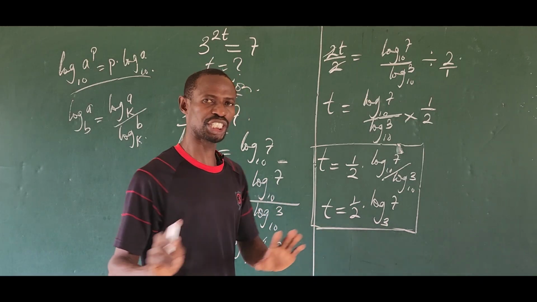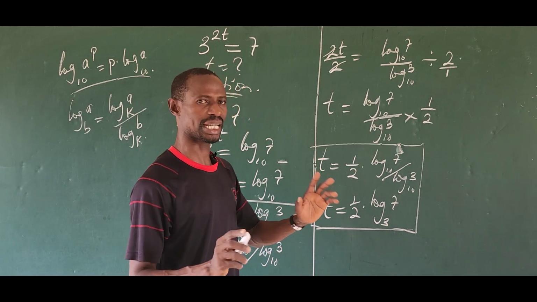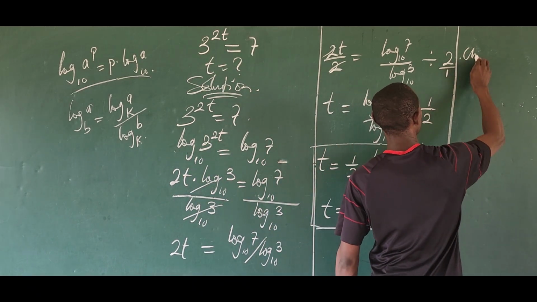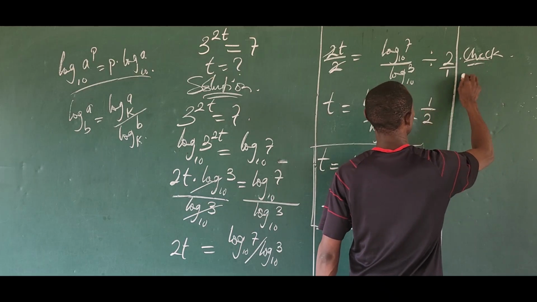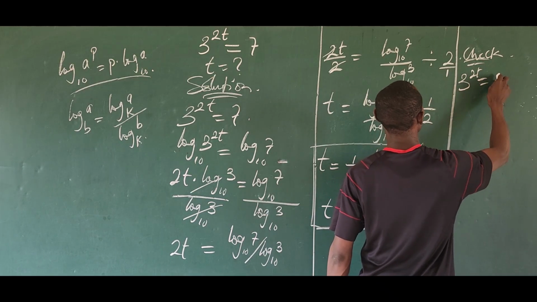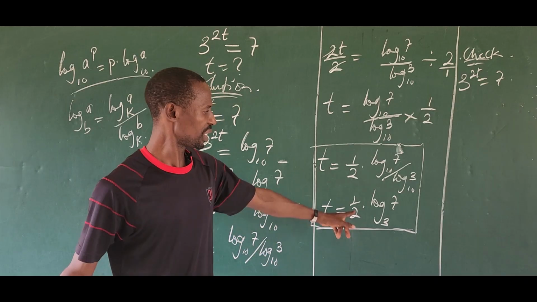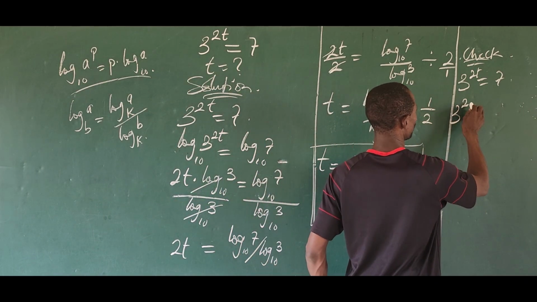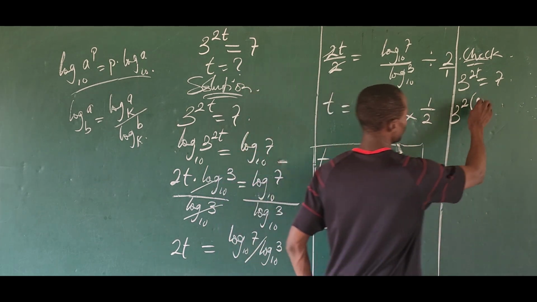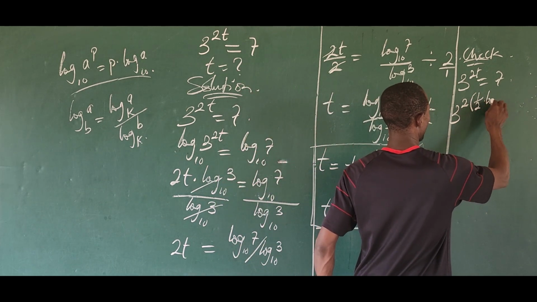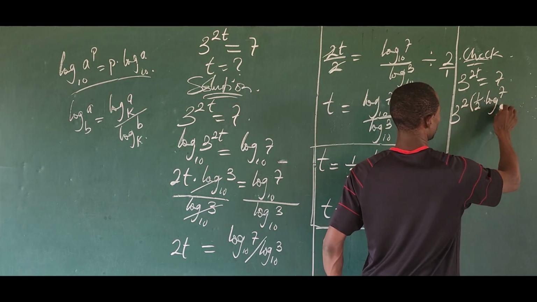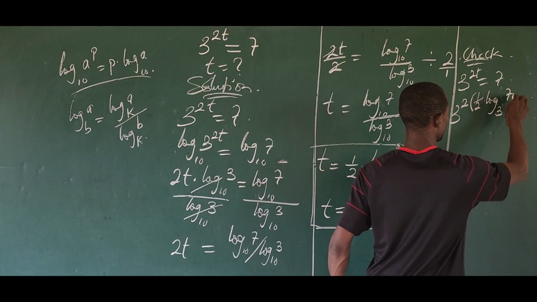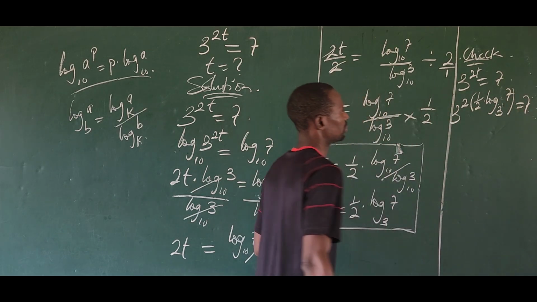So we want to do a simple check to see if this answer actually satisfies the original equation. From our check, the question is 3 to the power of 2t equal to 7. Wherever we see t, we put in this value. So this is going to give us 3 to the power of 2 times 1 over 2 times log 7 base 3, close bracket, equals 7.